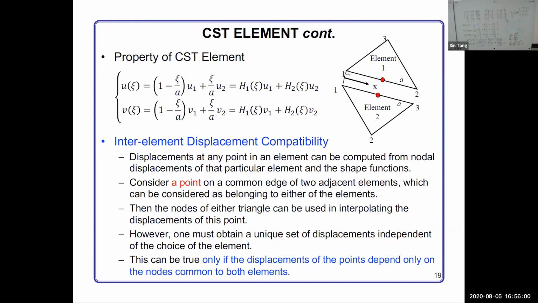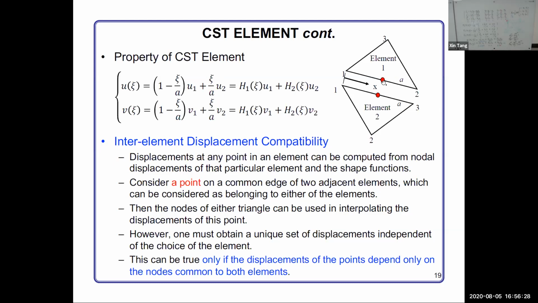So that matches with the displacement at node 1. If phi equals A, because the distance equals A, then A over A equals 1, and 1 minus 1 is 0. So this term disappears. A over A, 1, times U2 gives U2. So it overlaps with node 2 and the displacement equals U2. So that matches. Same thing for V.